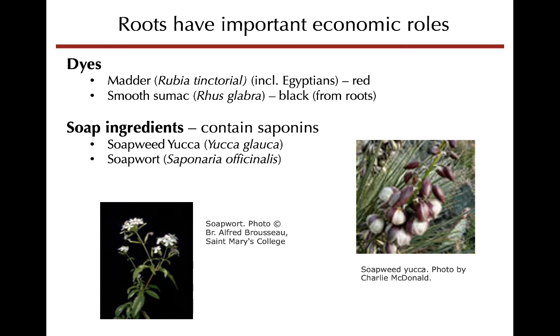You can also make soap ingredients out of roots. So saponins are like surfactants. They're soap type molecules. And so yucca can be used for that. Soapwort, so I have some pictures of that here. So soapweed, yucca, soapwort plants. So now you should have enough information to fill in any packets or notes that I've given you to learn about the plant roots.